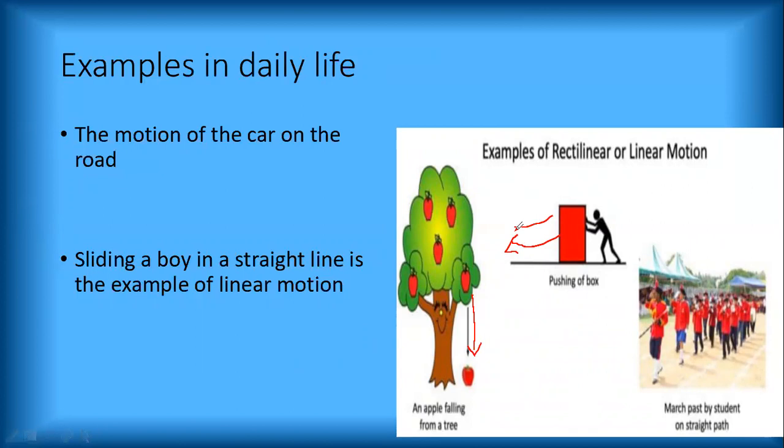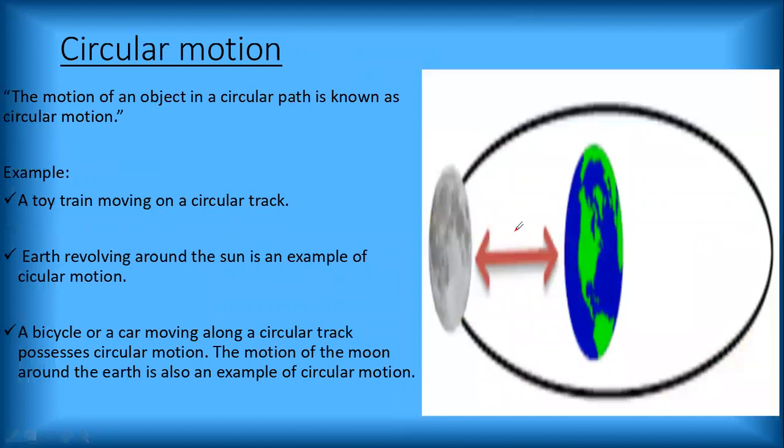March past by students on a straight path is also an example of linear motion. Circular motion: the motion of an object in a circular path is known as circular motion. For example, the rotation of the moon around the earth is known as circular motion.